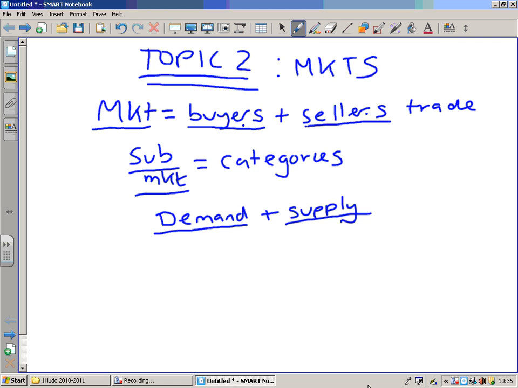Let's think about the definition of these two different concepts first of all. It's very important that you're very specific with your definitions. Demand is the number of people who are willing and able to buy goods and services at different price levels at a given period of time. Supply is the number of goods and services a business is willing and able to supply at different prices at a given period of time. That definition needs to be concrete if you are to pick up the marks on it. Let me just highlight the important parts of that definition.